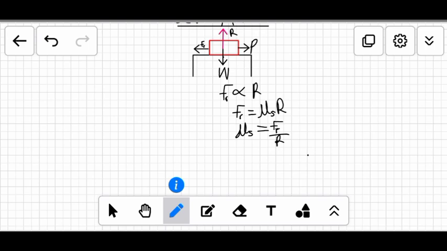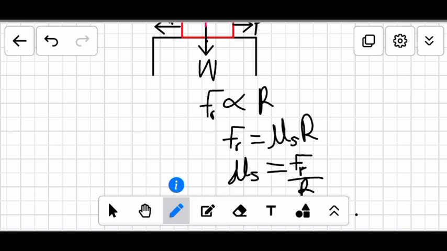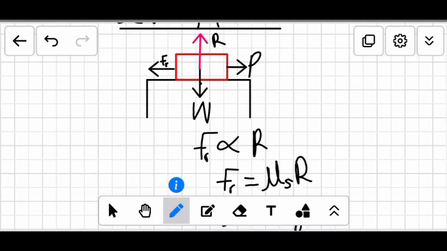Now this is when you are trying to slide the body horizontally. If force P is equal to frictional force, it is obvious that the body will still be stationary because two opposite forces are equal and they are balancing each other.